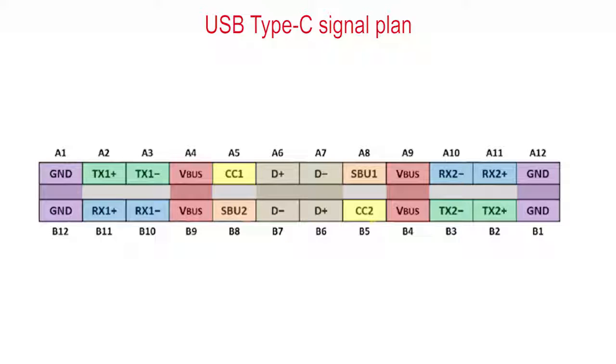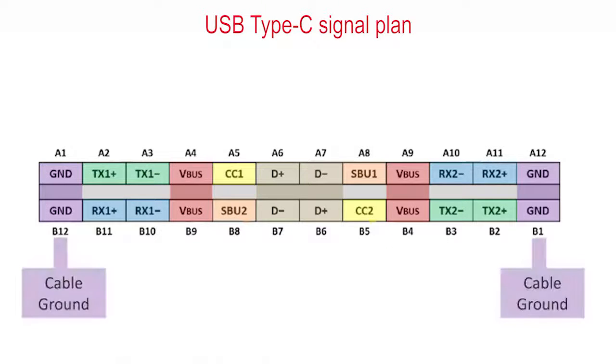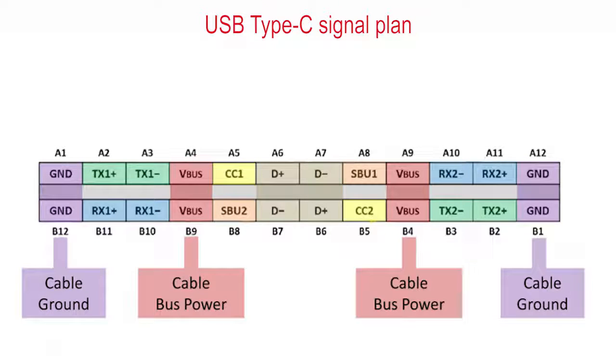Let's start with the USB Type-C signal plan. The first thing you'll note is that the interface is symmetrical. On either side we have ground pins, and towards the interior we have our V-bus pins. This allows for the high current charging, specified up to 5 amps.